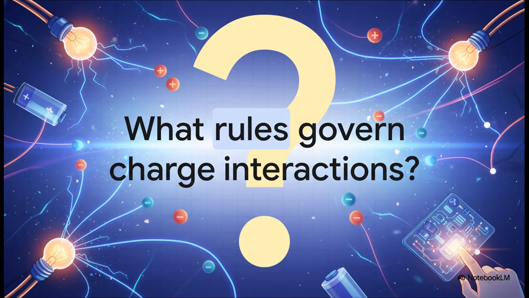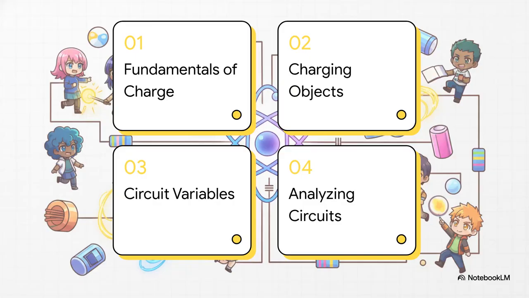I mean, it's so easy for us to just flip a light switch and totally take the result for granted, right? But beneath that one simple action is a ridiculously strict set of physical laws. We really have to understand exactly how charged objects communicate, how they interact, and how they exert force on one another before we can even begin to wrap our heads around a modern electrical system. To answer that, we'll be covering 4 key areas today: the fundamentals of charge, how objects become charged, variables of electric circuits, and finally, analyzing circuit systems.